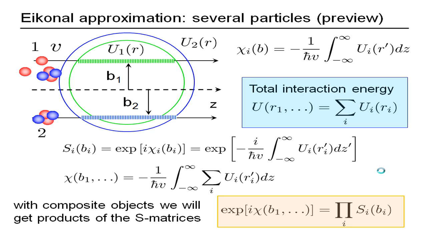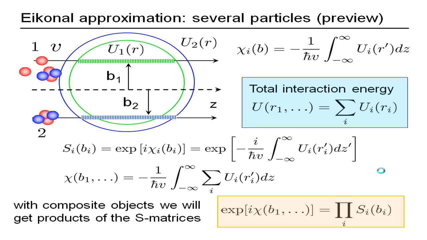components of the projectile are going to pass through an interaction region, okay? And the eikonal approximation, we'll go through this later, for a collection of particles such as that. What turns up is that the S matrix element for the collection of objects is just the product of the S matrix elements for the individual bits.